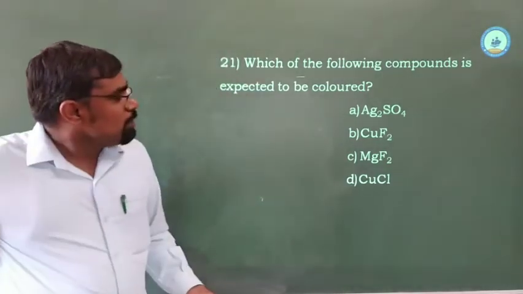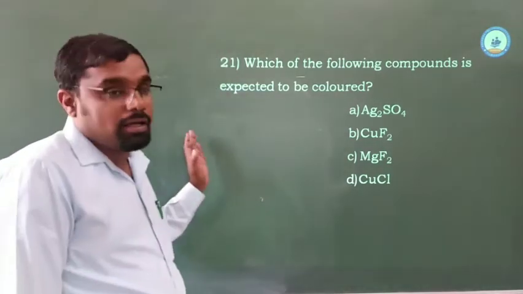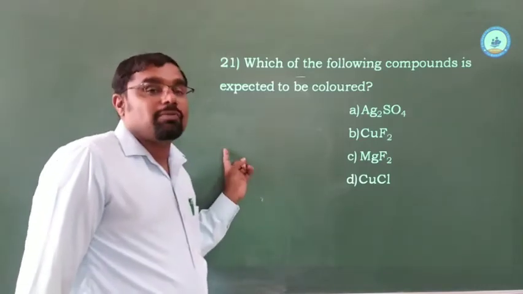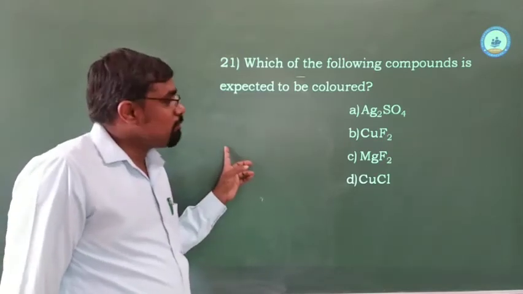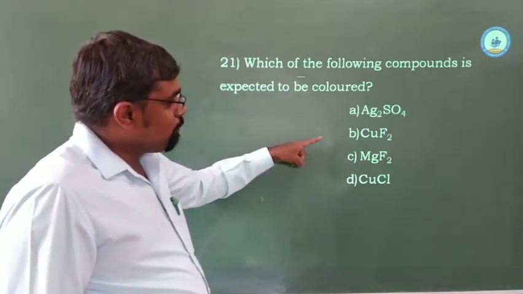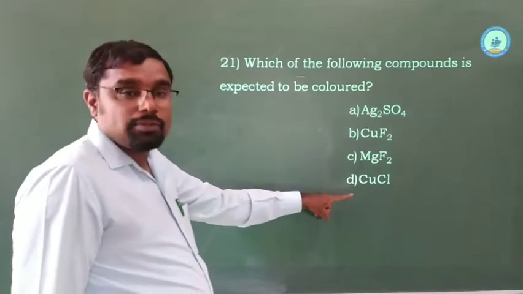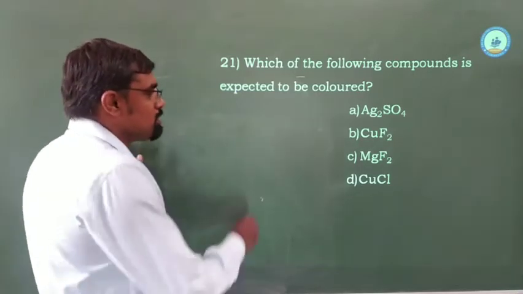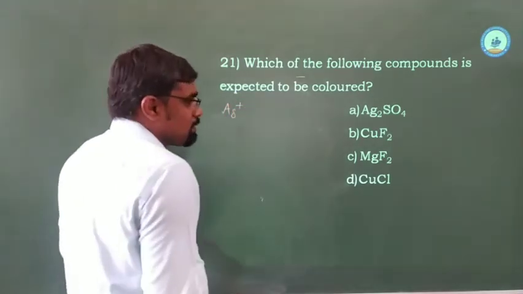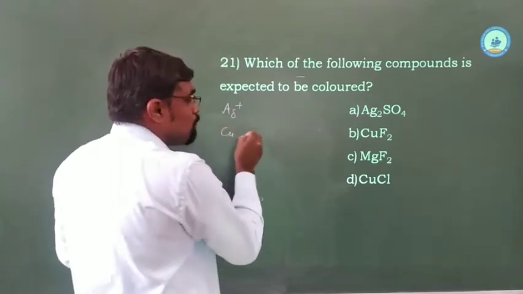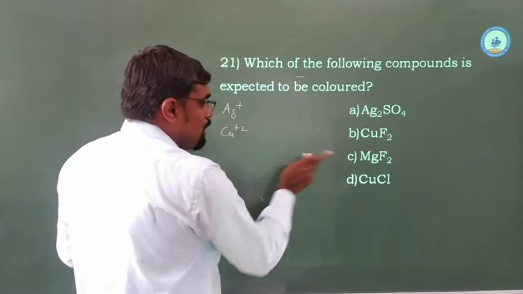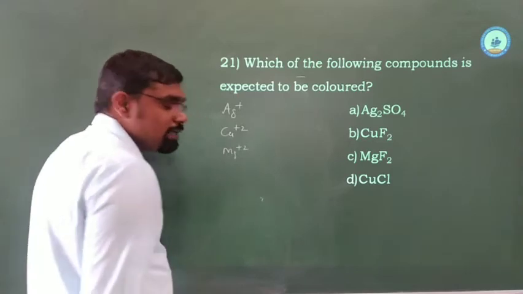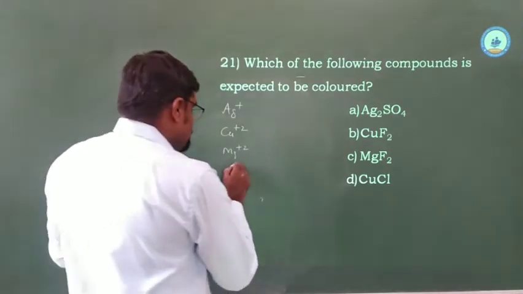Next. Which of the following compounds is expected to be colored? Generally somewhat easy, but you should be careful while seeing these questions. The options are Ag2SO4, CuF2, MgF2, CuCl. Here in Ag2SO4, the oxidation state of Ag is +1. In CuF2, Cu is +2. In MgF2, Mg is +2. And CuCl, what is the oxidation state? Cu plus.